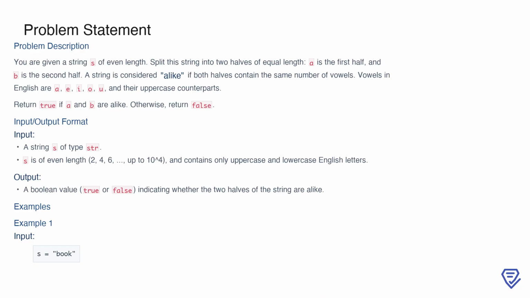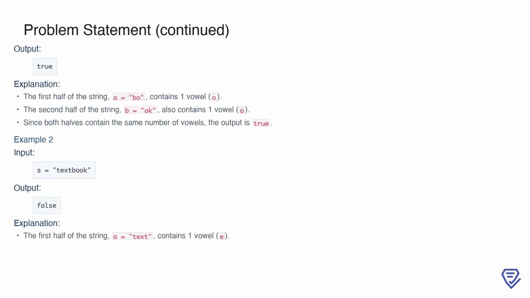For example, if S is book, we split it into bo and ok and check whether both halves have the same number of vowels. If they do, the result is true. If not, it's false. The input is always a string of English letters, and the output is a Boolean value indicating whether the halves are alike. To better understand the problem, let's look at some examples.